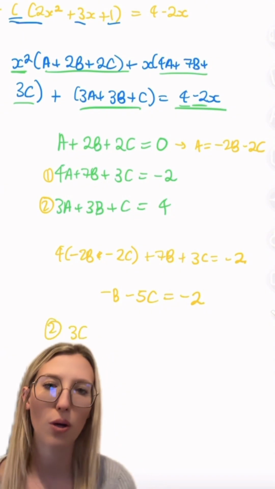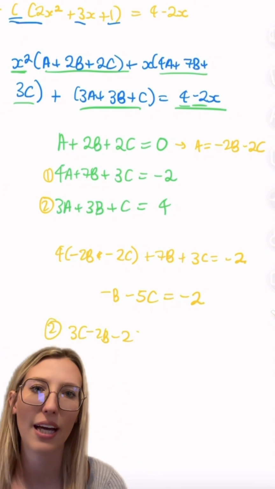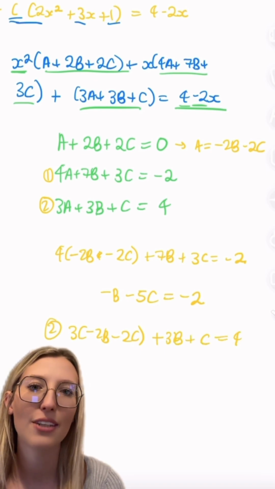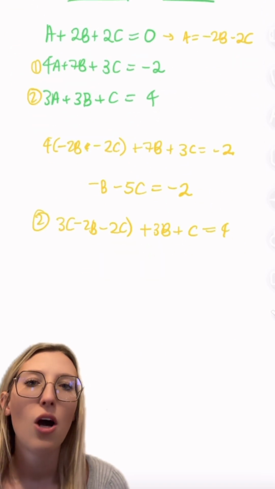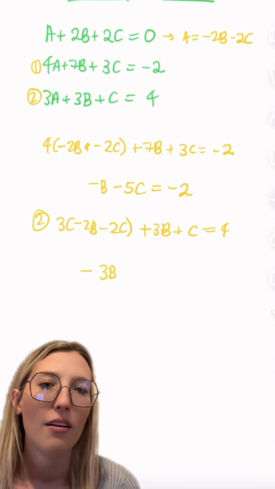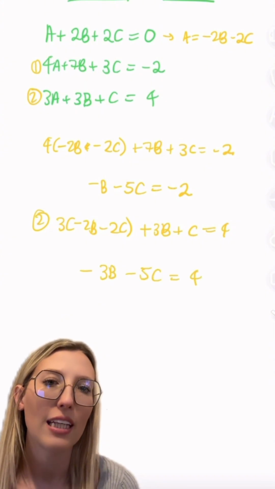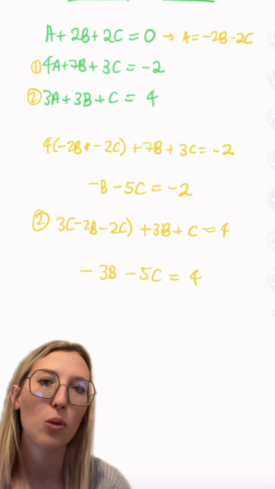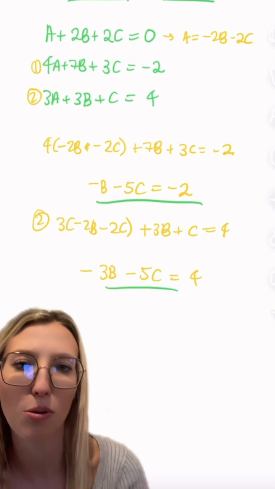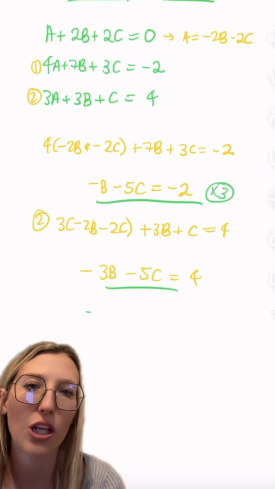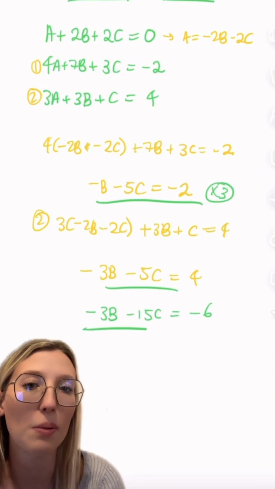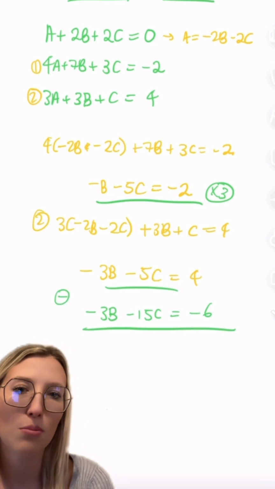And then doing the same to equation 2, we're plugging in our A value again of minus 2B minus 2C. And if we go ahead and rearrange this and expand, we are going to end up with minus 3B minus 5C equals 4. Now we've got two equations with just B and C, so we can solve these as simultaneous equations. So let's label this equation 1 and equation 2. And all we need to do is multiply the first equation by 3 to get minus 3B in both. Now we just need to subtract.